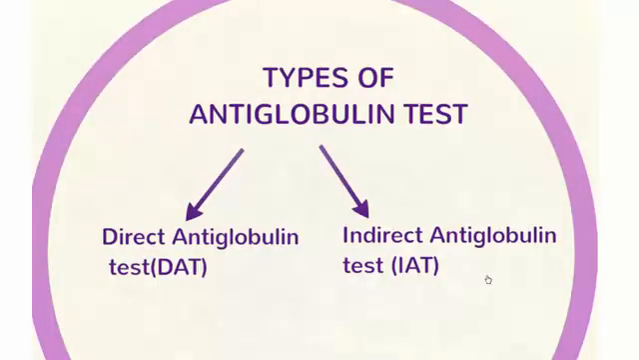There are two types of antiglobulin tests. One is direct antiglobulin test or DAT. The other one is indirect antiglobulin test or IAT. We also usually call direct Coombs test DCT or indirect antiglobulin test ICT.